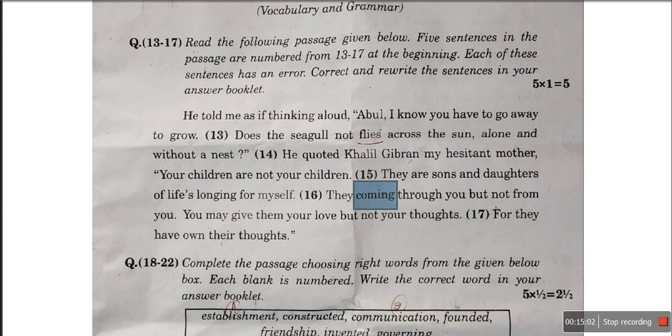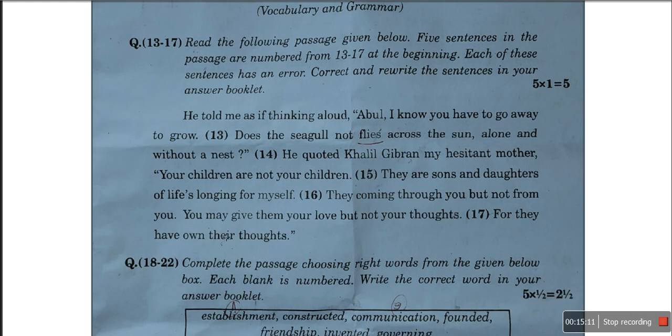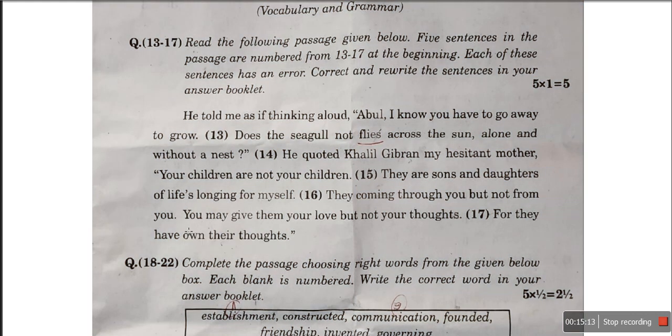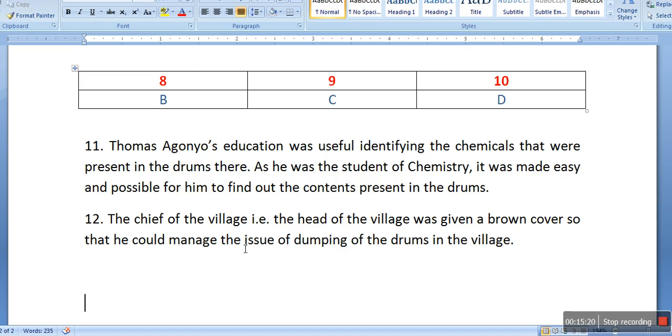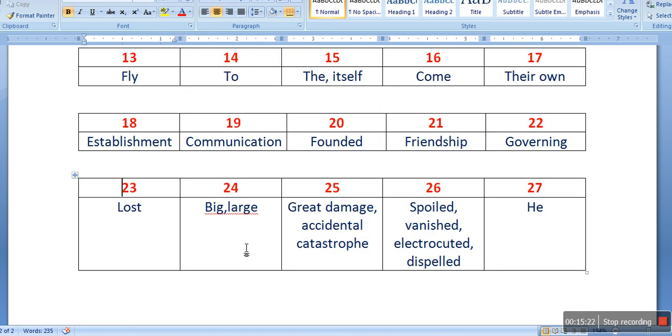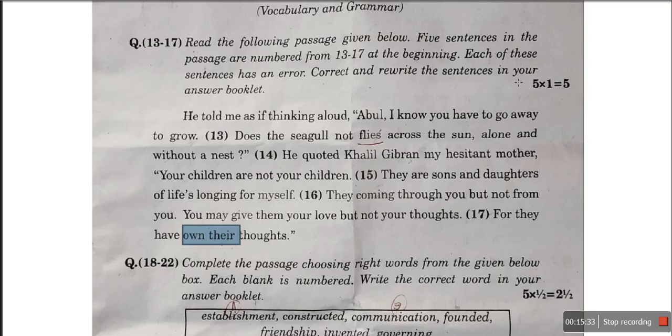And the last, 17th question is, for they have owned their thoughts. Own their thoughts or their own thoughts? Here we have to interchange these two words. Their own thoughts is the correct answer. So the 13th, 14th, 15th, 16th and 17th key answers are: first one is fly, second is to, 15th is the, one mistake, second is itself, 16th is come, and 17th is their own.